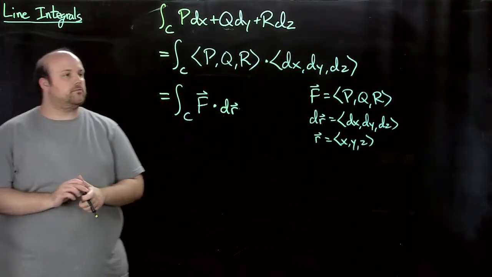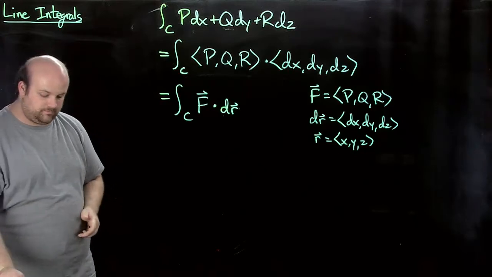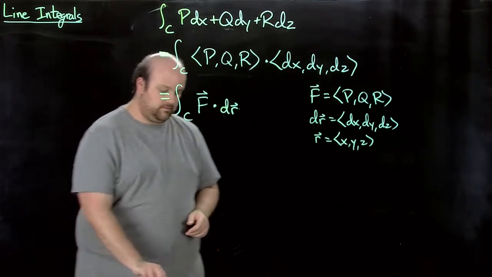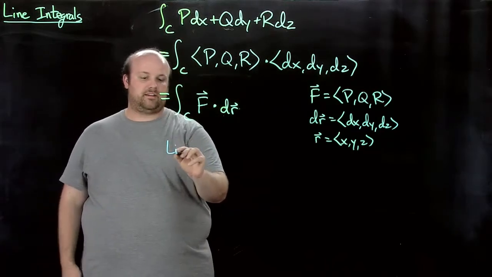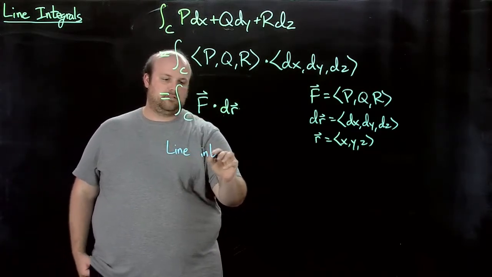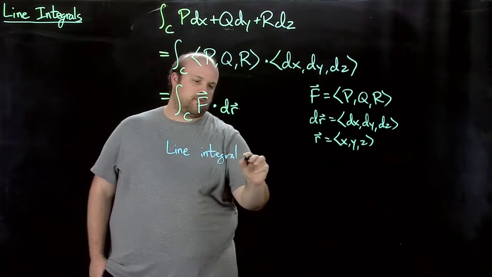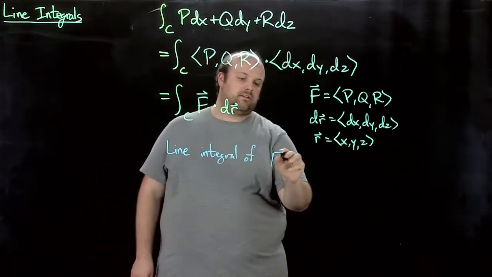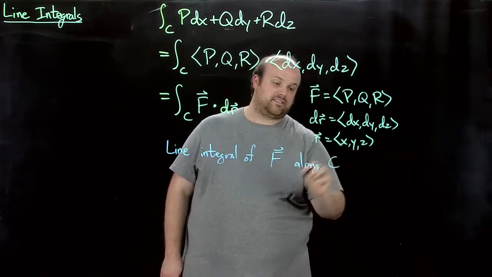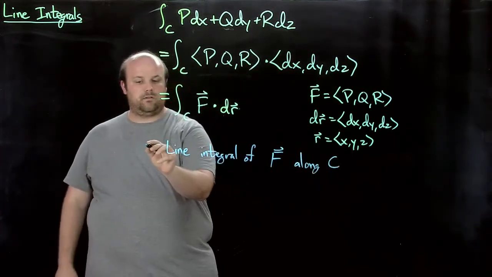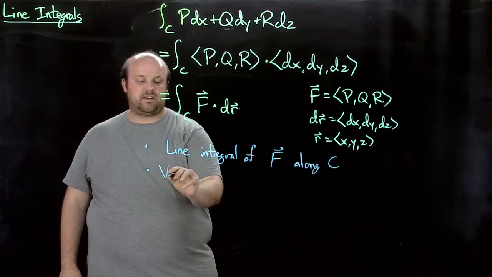Okay, so what do we call this guy? Well, we can call this guy a couple different things. Say this is the line integral of this vector field f along C. Or could also call this a vector line integral.